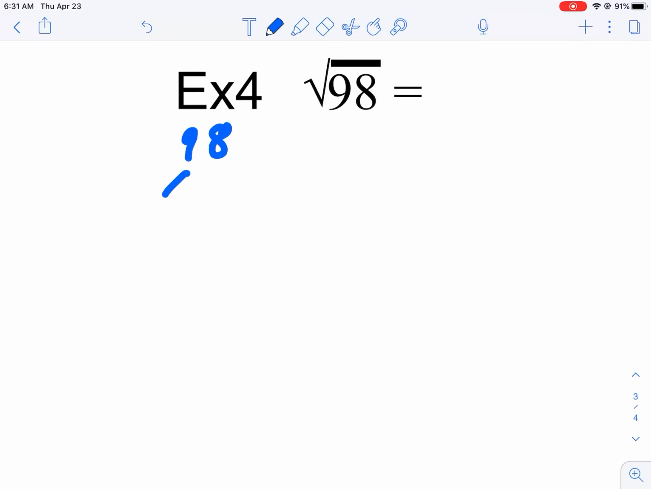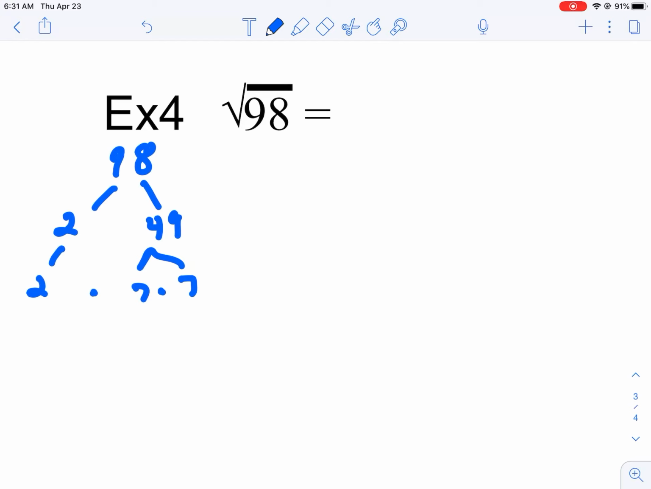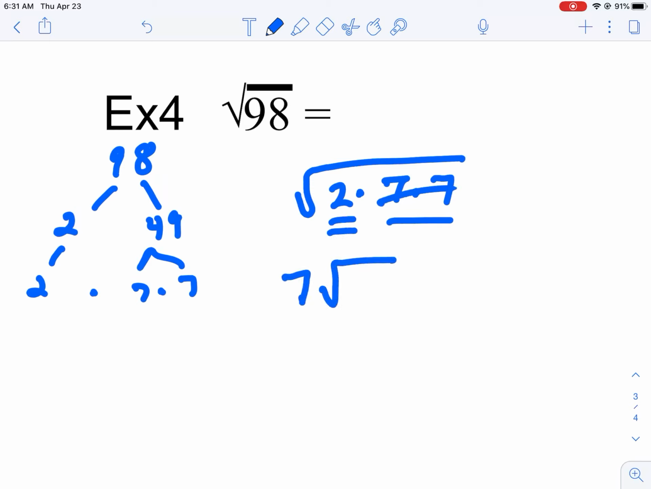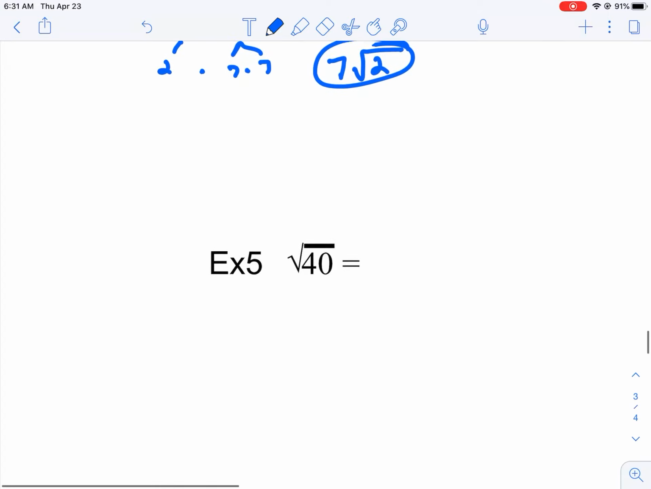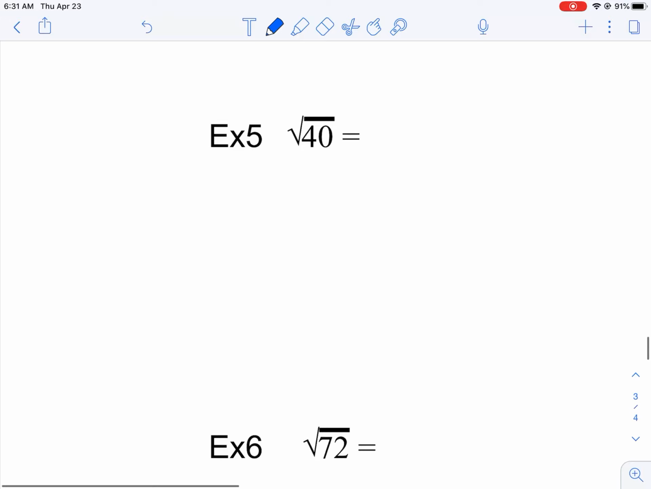98, prime factorization. It's even, so 2 goes into there. That's 49. 49 is not prime. If you know your multiplication tables, that becomes 7 times 7. So here's 2 times 7 times 7. So the square root of 98 becomes the square root of 2 times 7 times 7. As you can see, there's a pair. That 7 comes out as one 7 times the square root of what's left inside. 7 square roots of 2. Okay? And I have, I think, just a couple more.